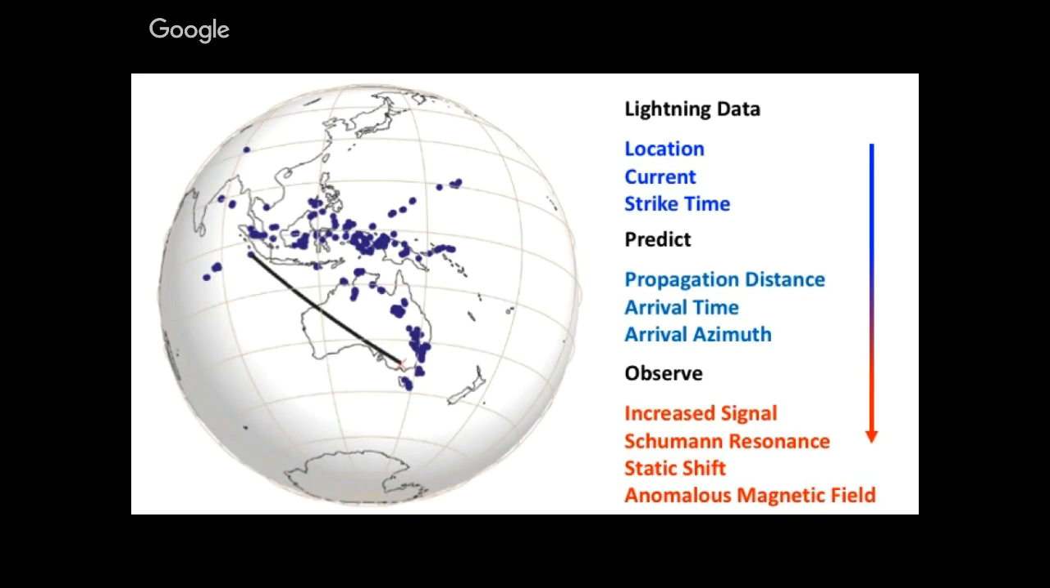So there have been a few areas of research that we've looked at: increasing signal-to-noise ratios, looking for Schumann resonances and extracting those using their spatial and temporal dependences. We've looked at observing static shift directly through the rotation of electric fields that occurs, and anomalous magnetic fields.